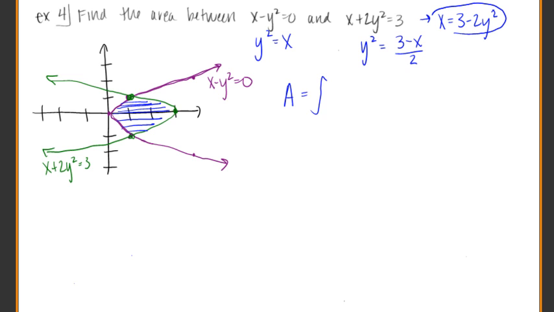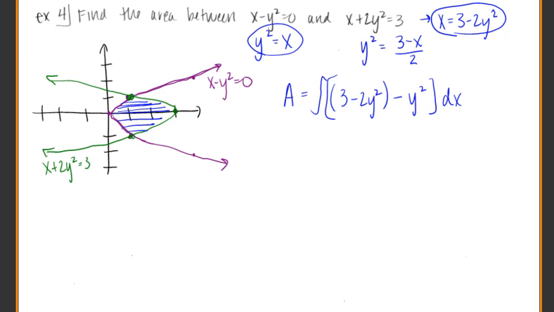So I'm going to focus on that one, and this one's already x equals y squared. Okay, so my right one, which is my green one, is going to be, what I'm going to plug in is 3 minus 2y squared. And now I'm going to subtract my left one, which is my purple one, which is y squared.